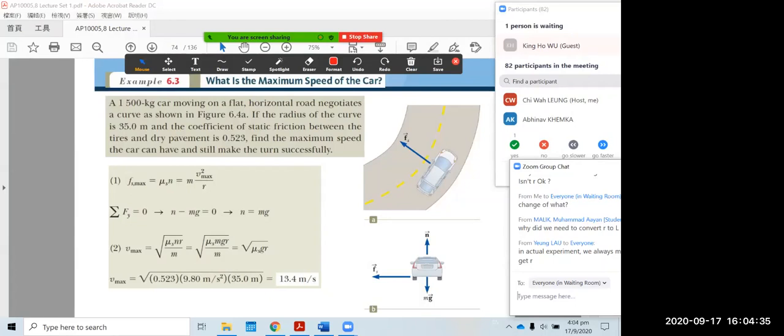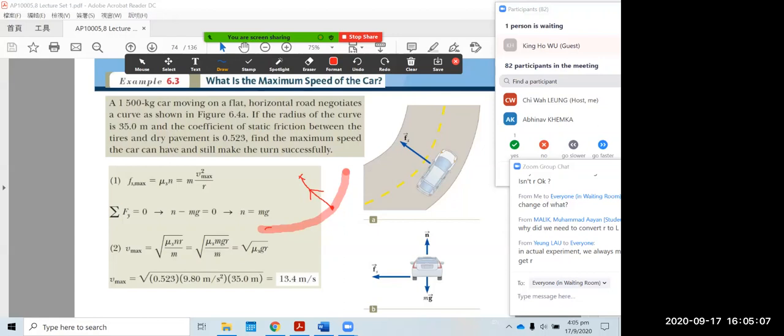So if it is a circular track, say something like this, I try to draw a track. If it is a circular track that goes like this, the center of the circular track may be somewhere here. So when the car comes to this location, for example, it would have the centripetal force pointing towards the center of the circular track.